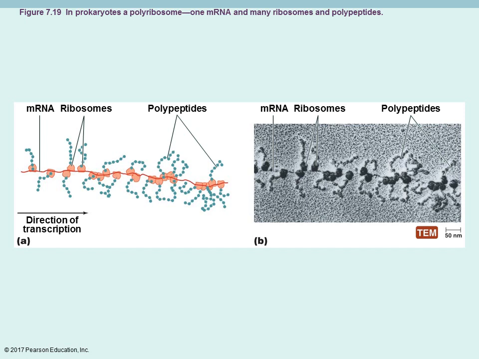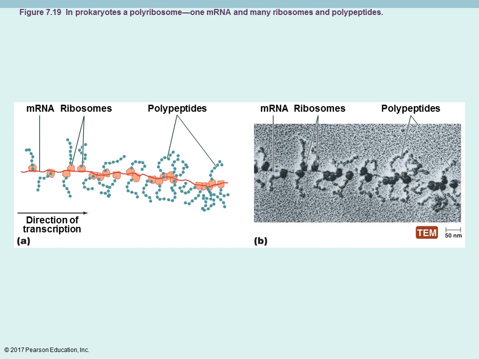Now, in prokaryotes especially, you often have what are known as polyribosomes or polysomes. This is where you can have one strand of mRNA, and you can have multiple ribosomes attached to that mRNA, various stages of translation occurring.